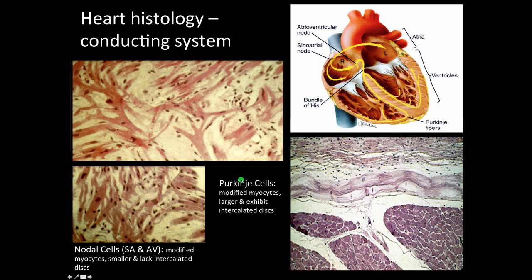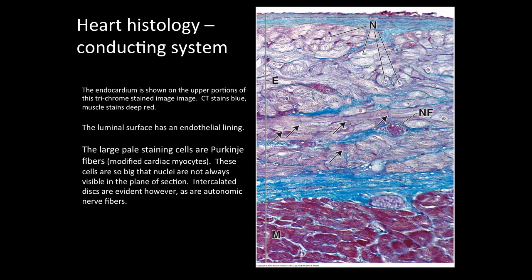On the other hand, Purkinje fibers are modified cardiac myocytes. They're larger than typical cardiac myocytes, and they do have intercalated discs. Here the Purkinje fibers are shown a little better. You can see the intercalated discs between them.